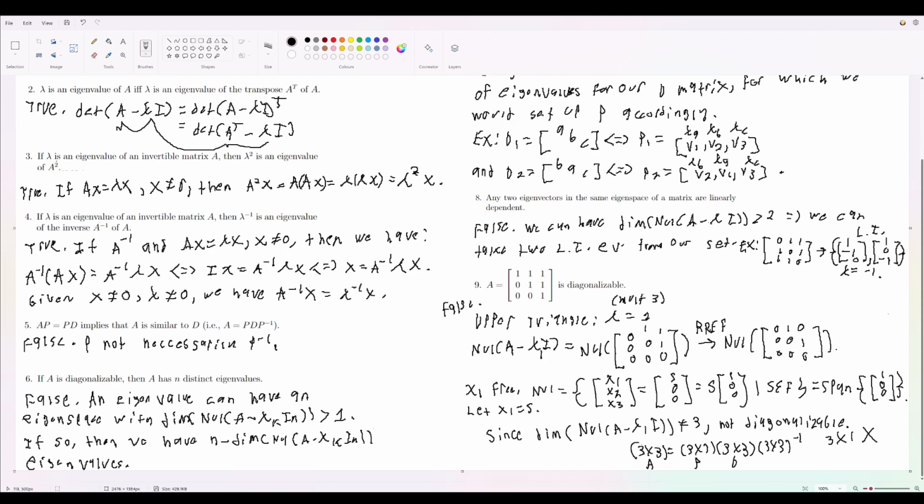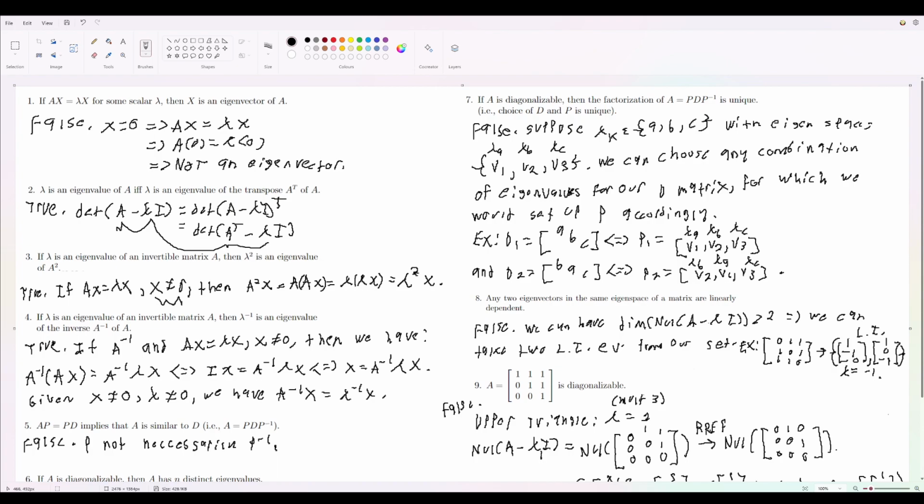If lambda is an eigenvalue of an invertible matrix A, then lambda squared is an eigenvalue of A squared. We could say that's true if Ax equals lambda x for x does not equal 0, and this is a very important definition, because we have that from up here from 1. If it's equal to 0, it'll fail, so for x does not equal 0, then A squared x equals A times Ax equals lambda times lambda x equals lambda squared x. That's just distributive property.